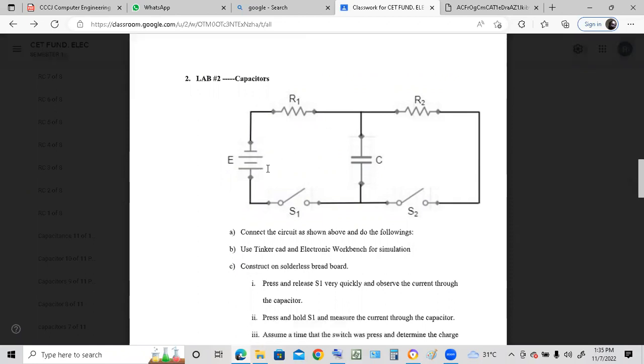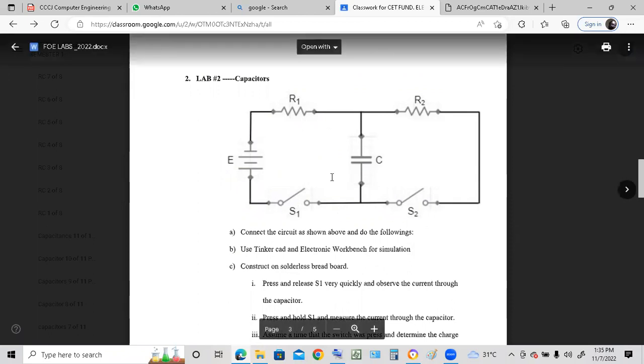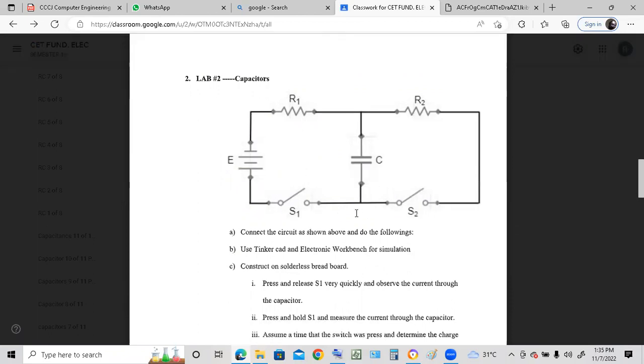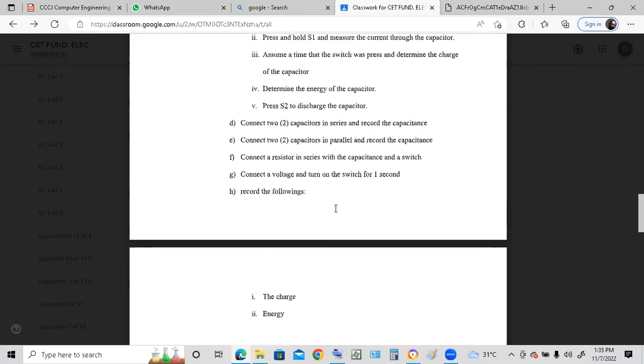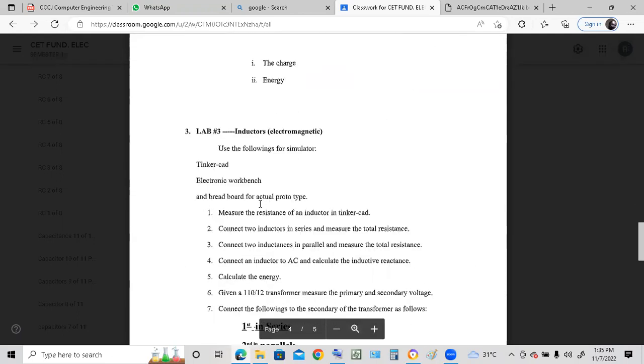And I'm going to put a battery on it, and you have a capacitor in it and two resistors. I'm going to close S1, observe, and follow the instruction for what you're supposed to do. Open S1, close S2, follow instruction. Close both of them, follow instruction, open both of them, follow instruction.